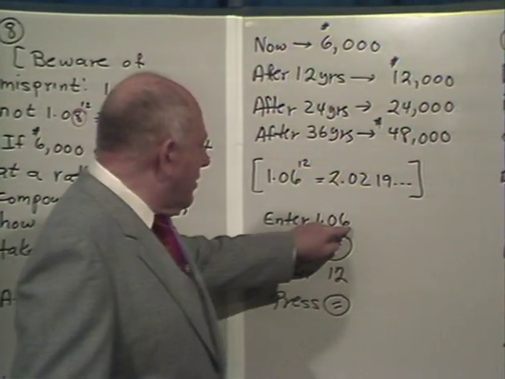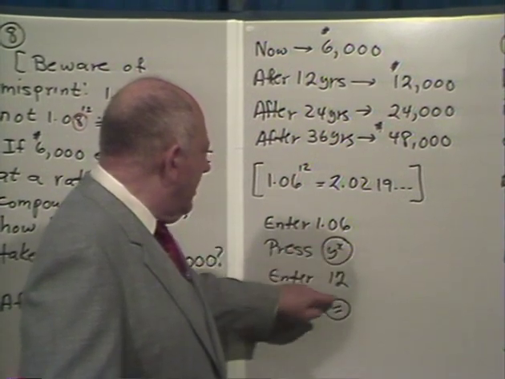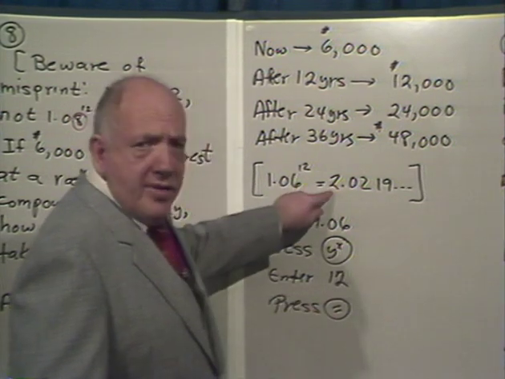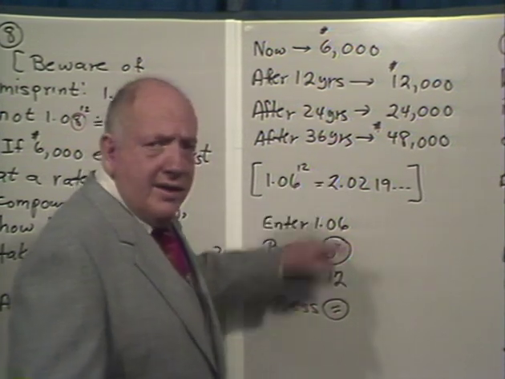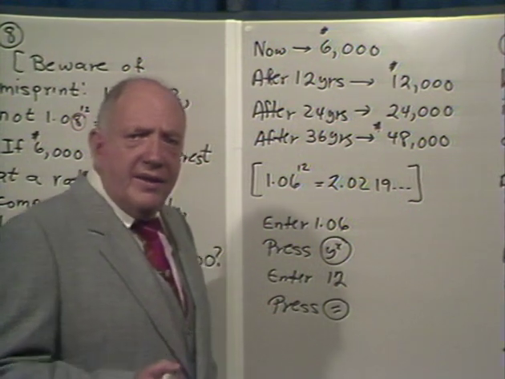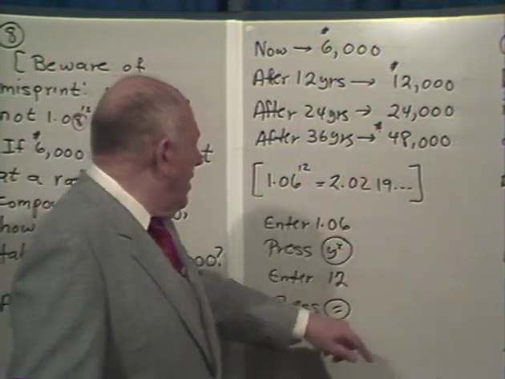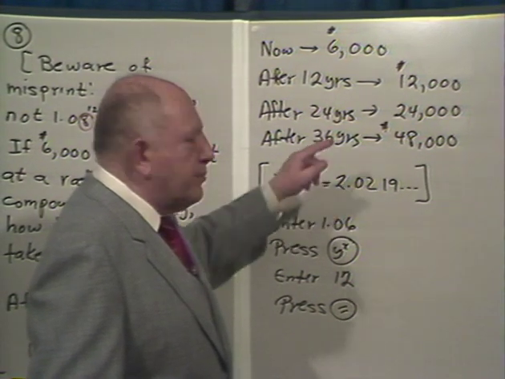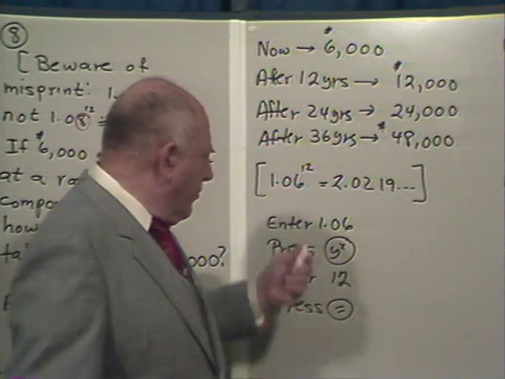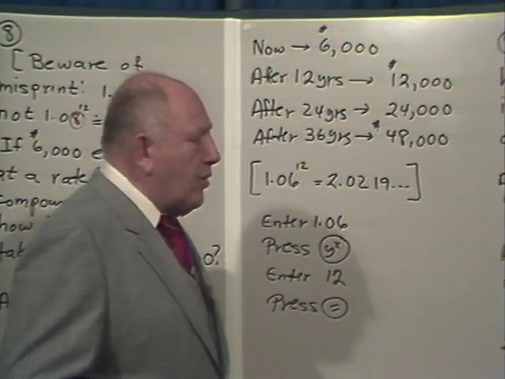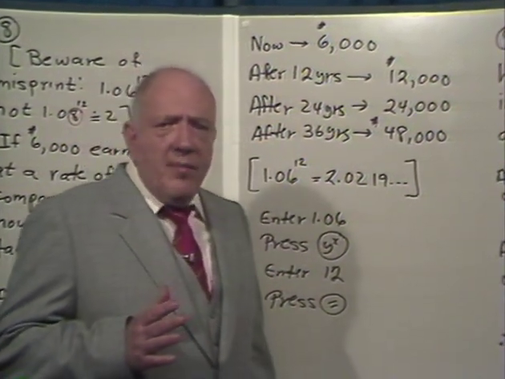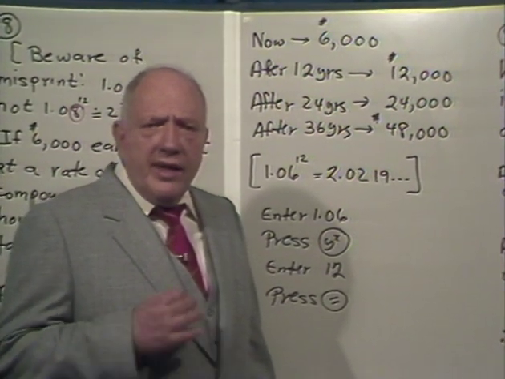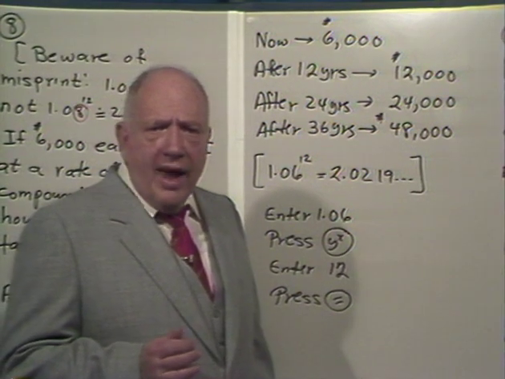But if you enter 1.06, press the y to the x key, enter the 12, hit the equal sign, okay? That will give you this number over here. While that's still in there, hit the times sign, enter the 6,000, and that will give you the exact money at the end of 12 years, and we can work the problem that way. Now, to show you how fast the money is growing, what the advantage of compound interest is, problem number 9 was just a silly little thing to try to show you exactly what's happening.